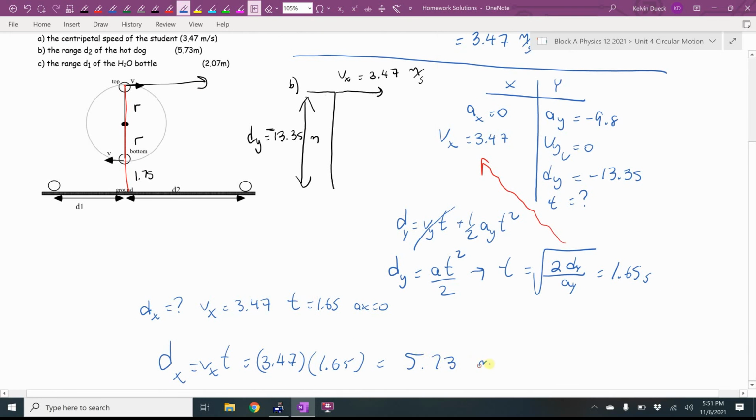You'll do something similar for the bottom. Doesn't matter that Vx is to the left. You can just make left positive. That's okay. So Vx is still going to be 3.47. But the big difference now, dy is going to be negative 1.75. You'll get a new time of flight. You'll get a new range. So see if that helps. Hope it does.